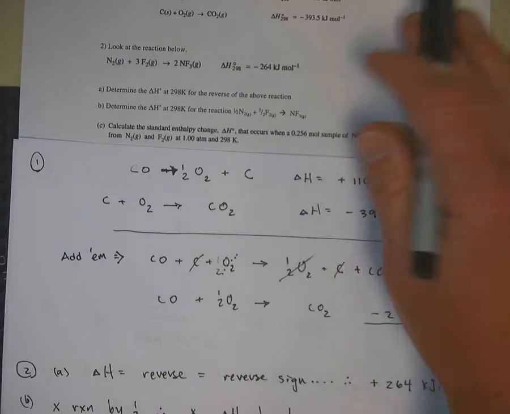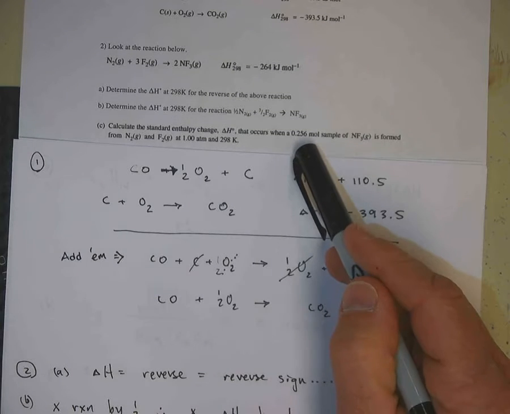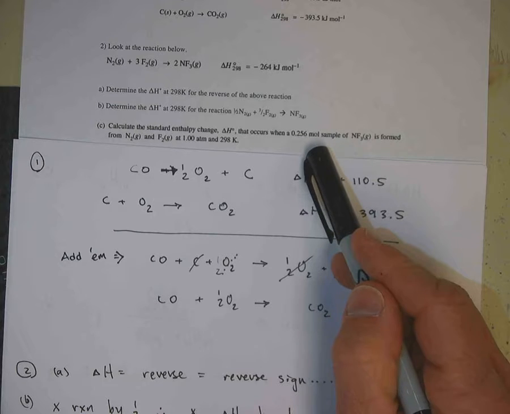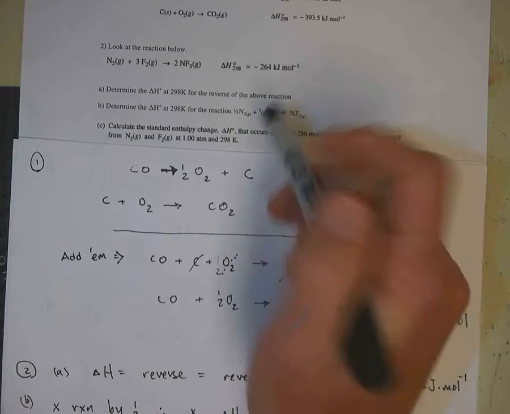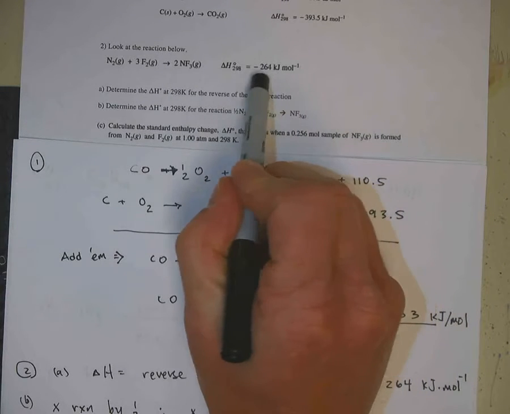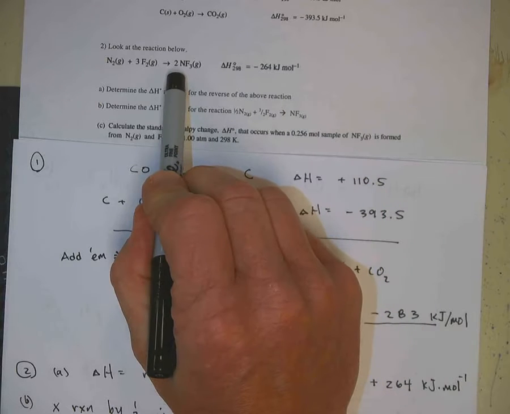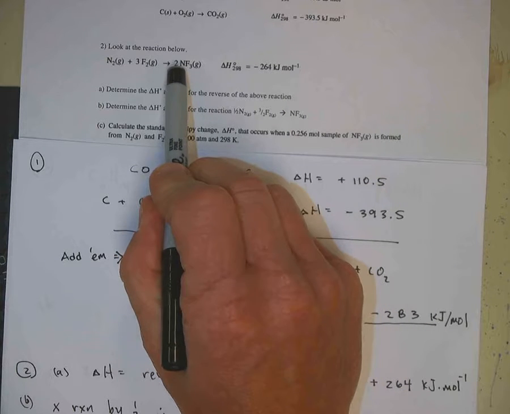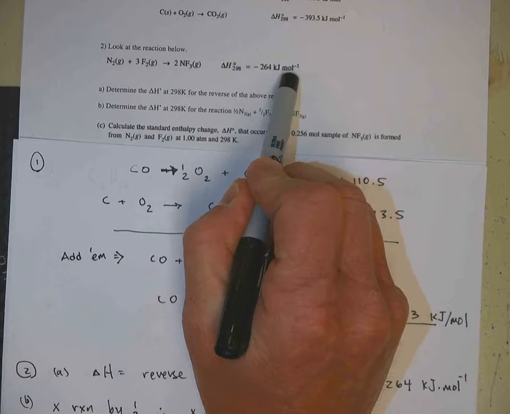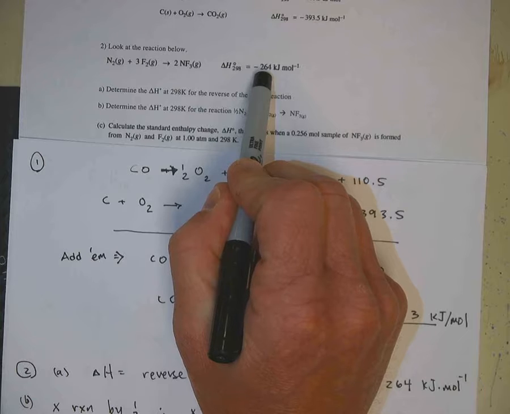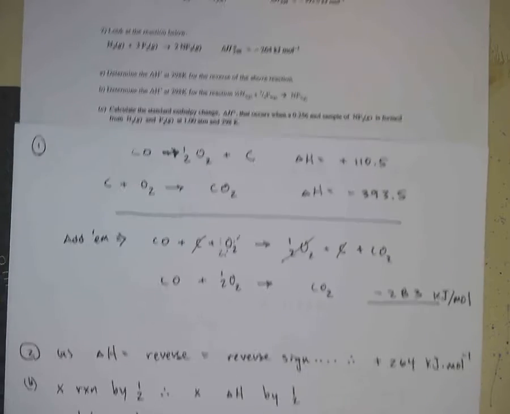Letter C says calculate the standard enthalpy change when a 0.256 mole sample of NF3 is formed. In this reaction, it tells you how much energy is released when 2 moles of NF3 is formed. See how there's a 2 in front of here? That's 2 moles for every 264 kilojoules released.